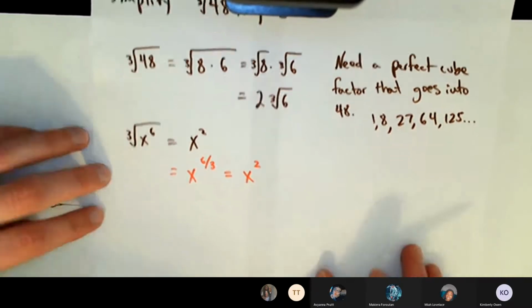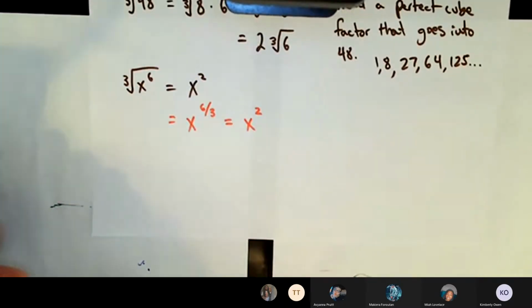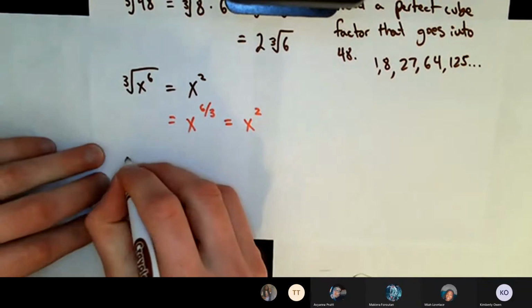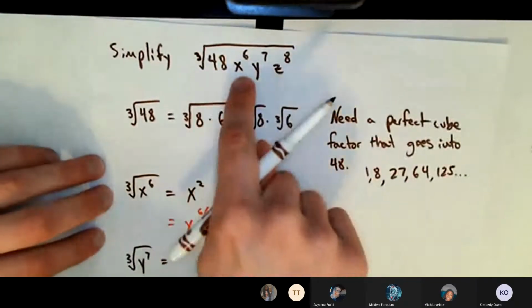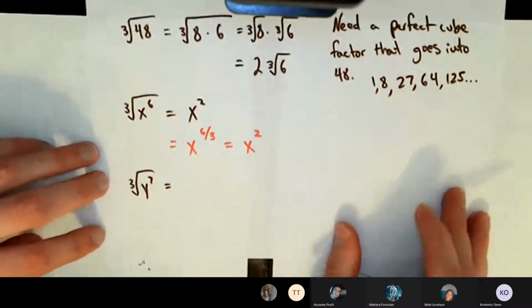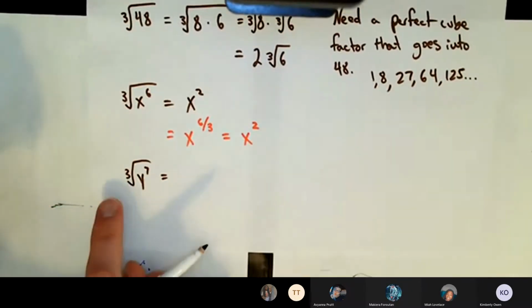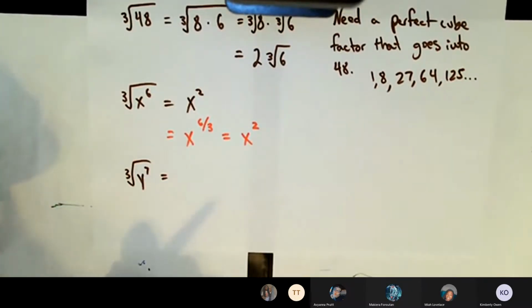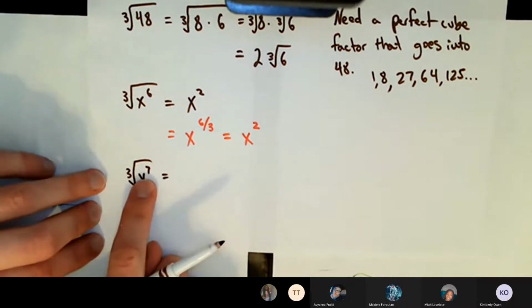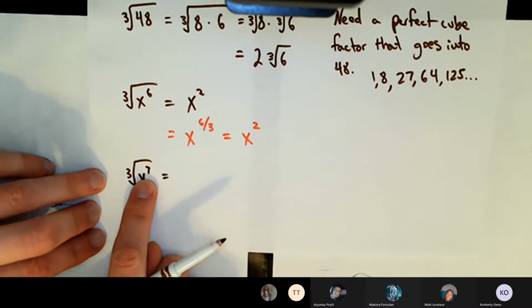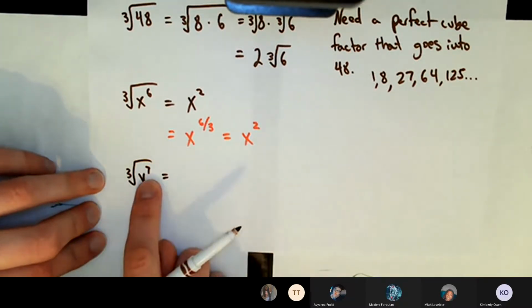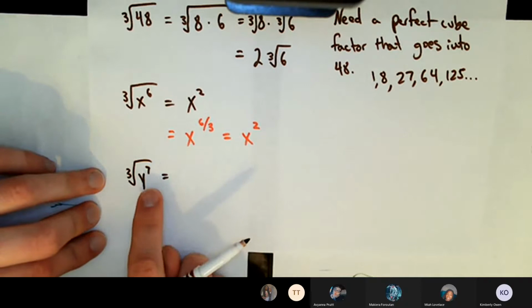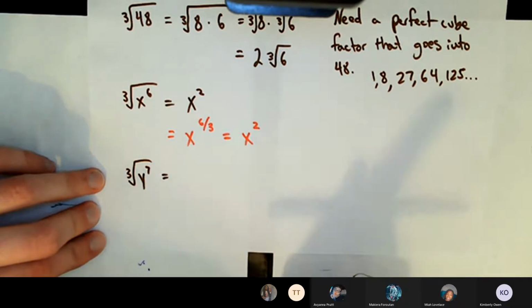Okay. Now, what about the y to the 7th? Cube root of y to the 7th. So I'm just moving through these terms. Cube root of y to the 7th. How many times can 3 go into 7? Well, still twice, but it's not exactly the same as this because there's an extra piece left over. So if I ask you the question, how many times can 3 go into 7? What you should say is 2 times with 1 left over.